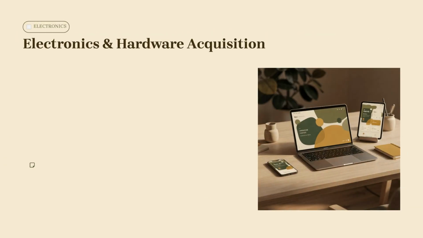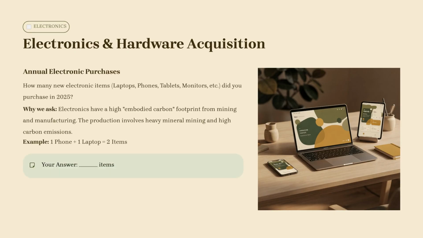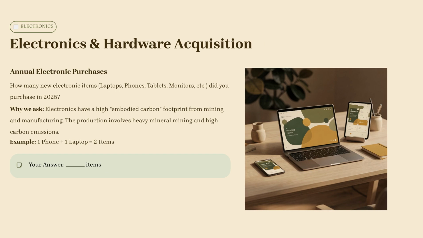Let's look at electronics and hardware acquisition. We ask how many new electronic items you purchase annually. This is because electronics have a high "embodied carbon footprint" from manufacturing. Enter the total number of items you purchased in the designated field.